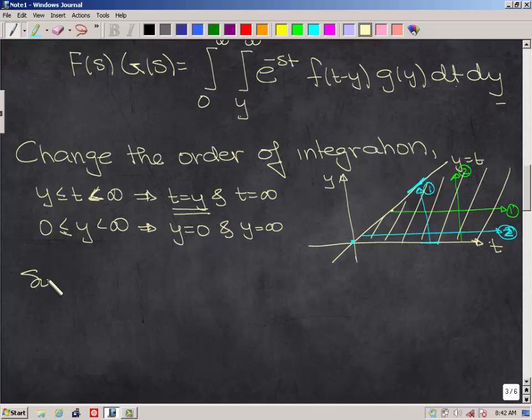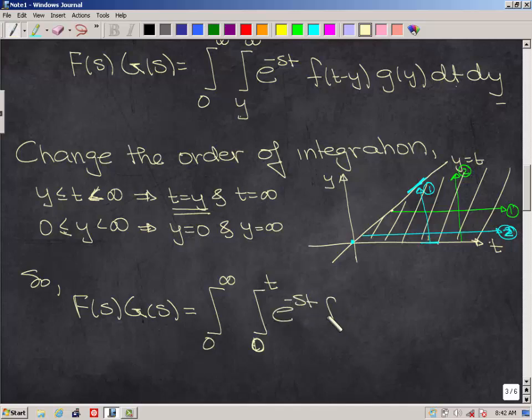Okay, so we get big F of s times G of s is going to be, we're going to go from 0 to infinity for t, and y is going to go from 0 up to t. We get e to the minus st, f of t minus y, g of y dy this time, and then dt. So we change the order of integration.